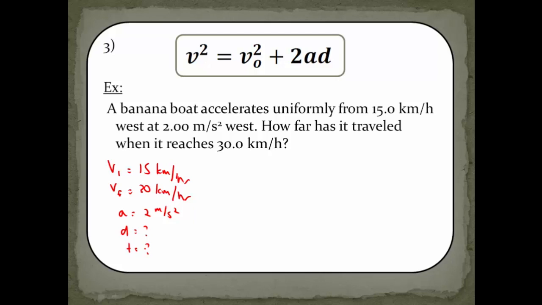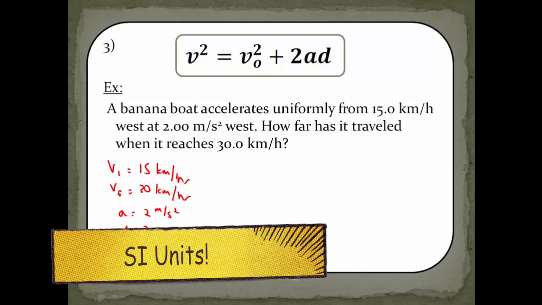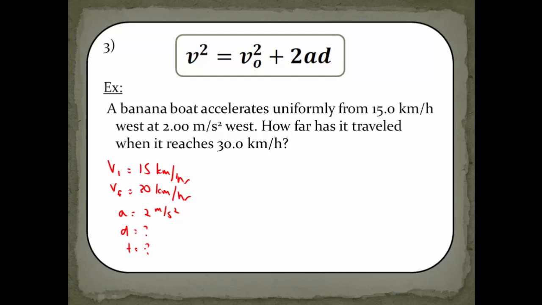But we do have a serious problem, don't we? Our velocities are in non-SI units, so we have to convert them. Now, 2 ways to do it. You could brute force it, or you could use that nice little 3.6 trick. I'm going to say I'm feeling a little lazy. Let's just divide by 3.6. If you don't know where that comes from, don't use it. Otherwise, people go, what are you doing? If we convert these, we end up with 4.17 meters per second and 8.33 meters per second. Perfect.